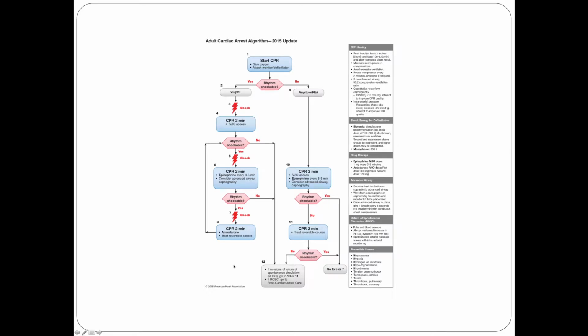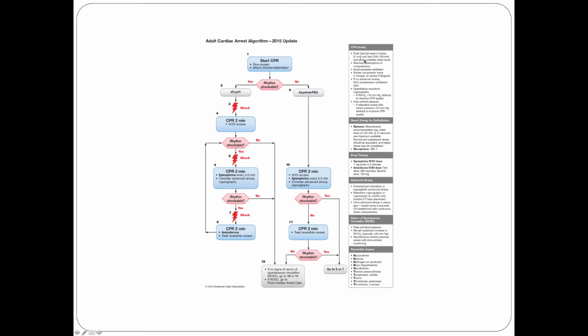So as a team leader in your mega code, you'll be pretty much just directing everyone on what we want them to do and listening for anyone's input. If at any time the shockable rhythm shocks into something that is not shockable, then we go down to this tree. If no signs of return of spontaneous circulation or ROSC, then we go right back up to 10 or 11, because these are now rhythms that have no pulse, but they're not shockable. And we'll talk about that in a second.